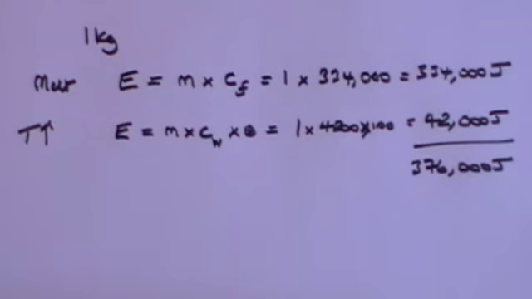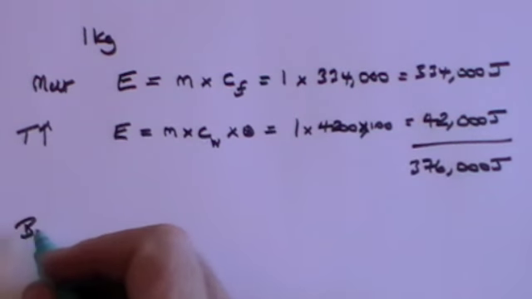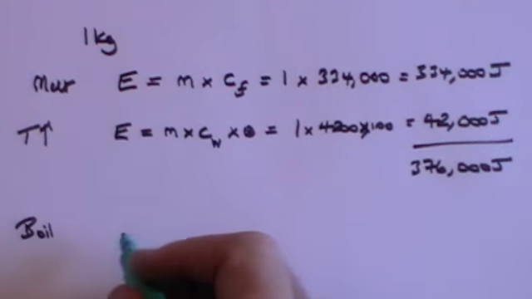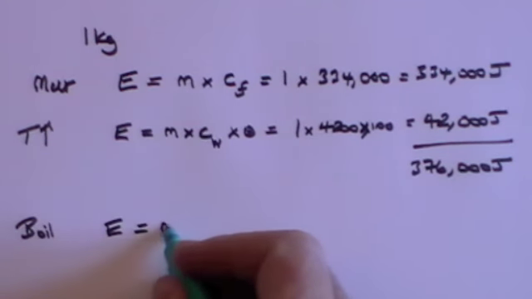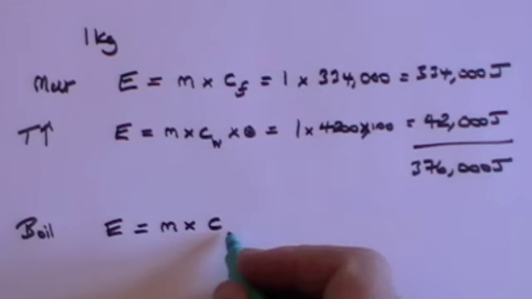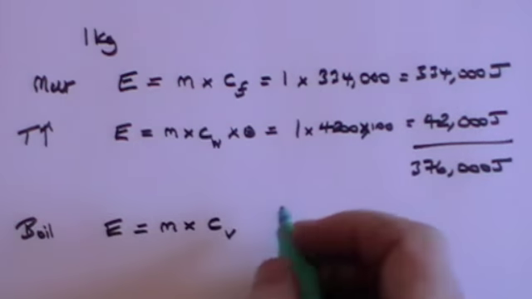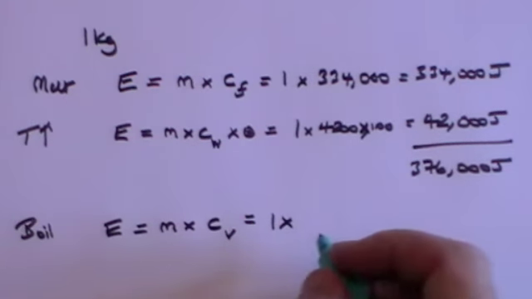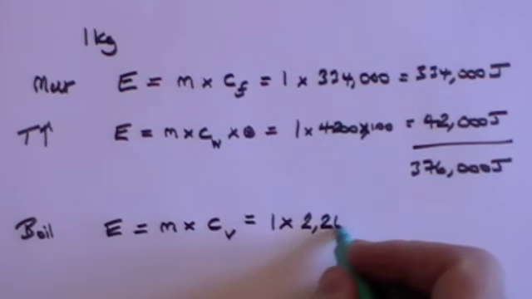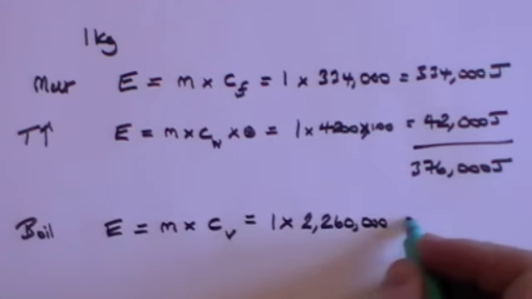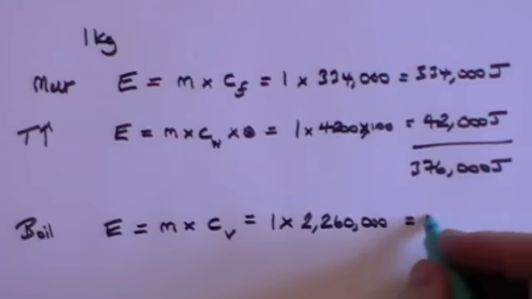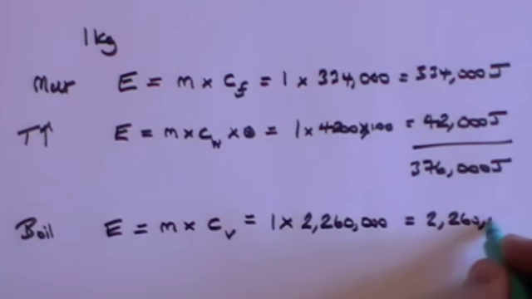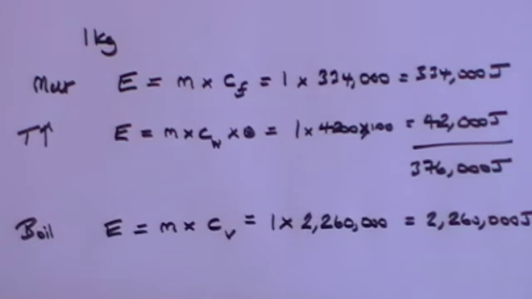Now let's suppose you want to boil it. So this is the boiling energy, and again that's going to be the mass times the specific heat of boiling or vaporization, and that's going to be 1 times, and do you remember the staggering figure? It was 2,260,000. So that is going to be 2,260,000 joules.